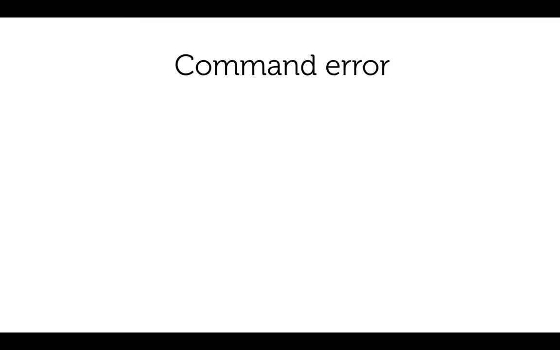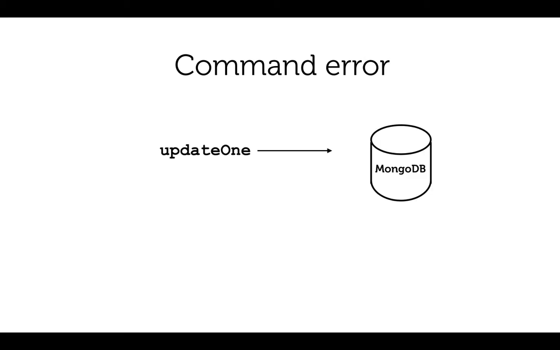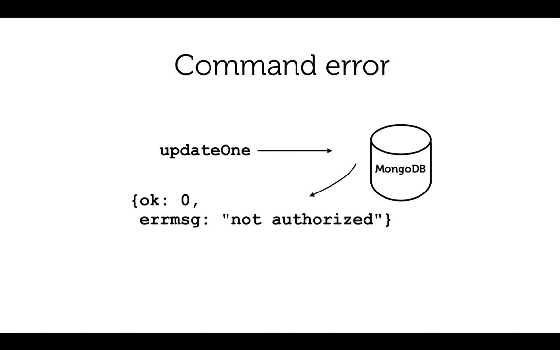And the final kind of error that we're going to look at is a command error, where you send the update1 message to MongoDB and it returns a specific error saying that the command was received, but it could not be executed. Maybe because we're not authorized, or because the operation was misformatted, or the server's out of disk space, or something like that. And again, retrying it won't be helpful here.